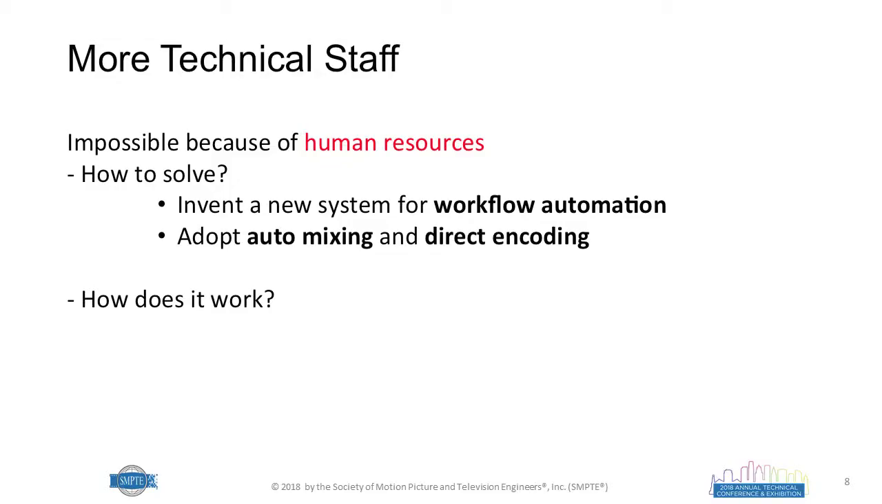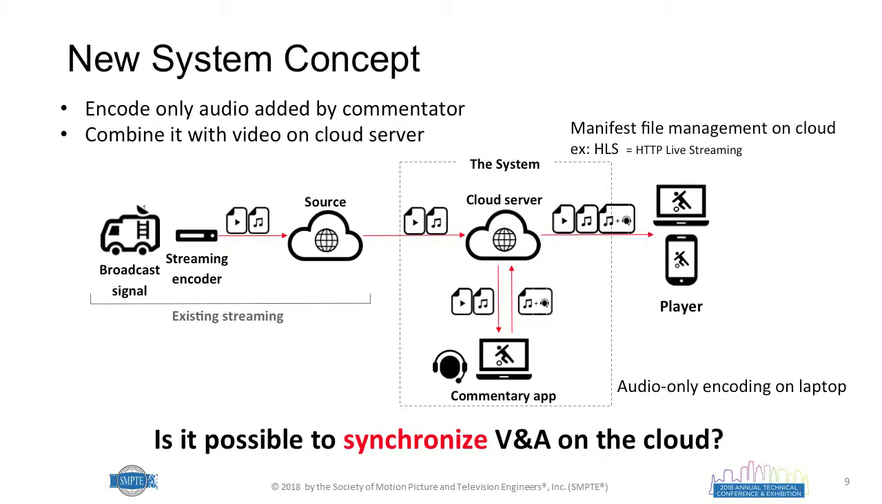The last problem was the difficulty of securing human resources. In order to solve this problem, we examined workflow automation systems, adapted auto-mixing and direct encoding. So we needed to think about how it would work.